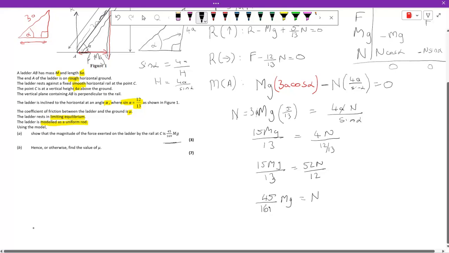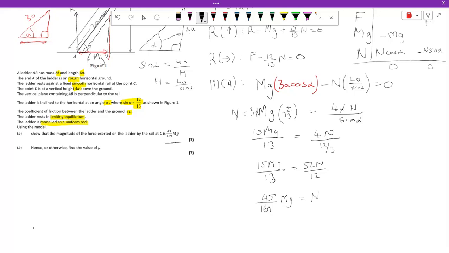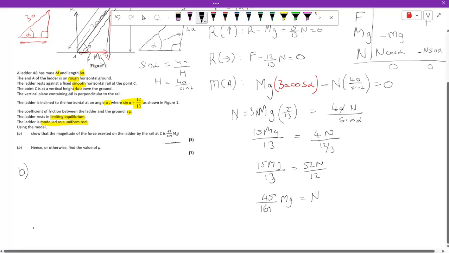Now that might seem a lot for 3 marks, but actually we only needed the moments equation. I did the resolving and everything, and hopefully that will help for part B. Hence or otherwise, find the value of mu.